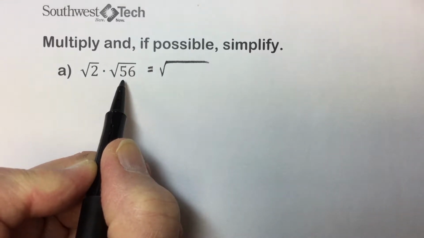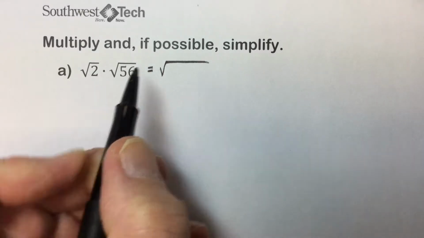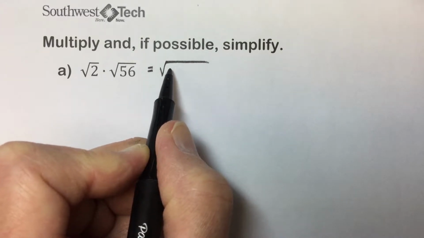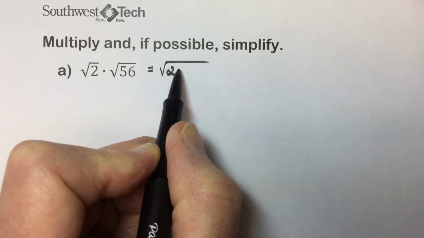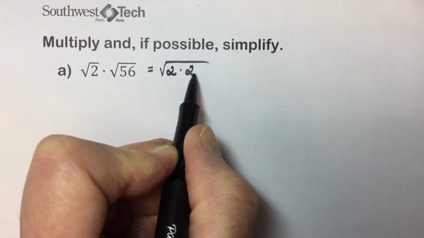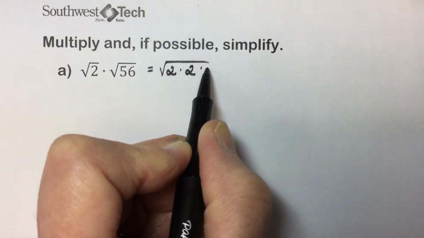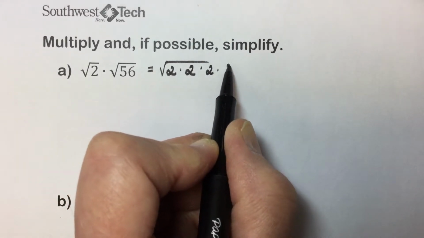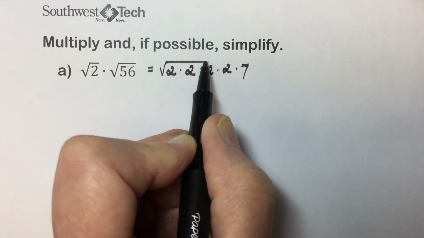Rather than putting 112, which is the result of 2 times 56, I'm going to write the prime factorization. Here's 2. 56 in prime factorization would be 2 times 28. 28 is 2 times 14. 14 is 2 times 7.